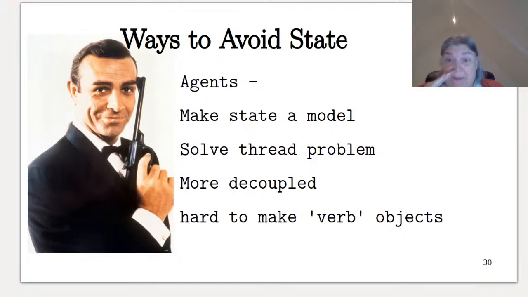JavaScript's actually pretty good with verb objects because you have lots of callbacks, and you have wait. So that's one other way of avoiding state, with an agent-driven language.